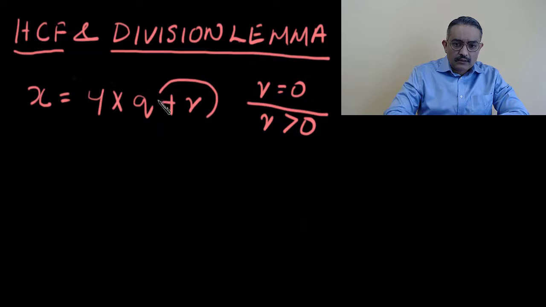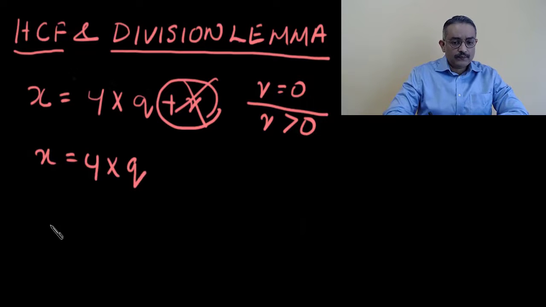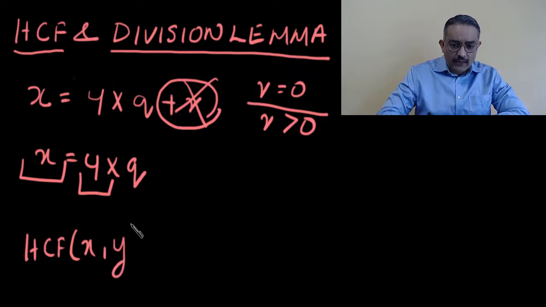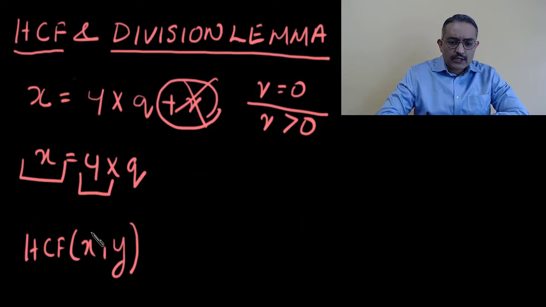So then this term goes away and we get the equation as x equal to y times q. Now, our goal is to think about the HCF of these two numbers, x and y. So what is the HCF of x and y? To figure that out, let's look at these two numbers. We know that y is a factor of x because x divided by y is a perfect division, there is no remainder.